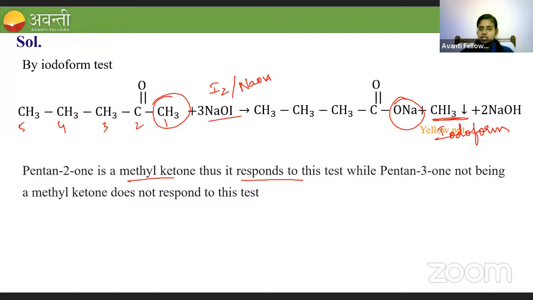JEE chemistry is easy. JEE chemistry is almost 80 to 90% up to the level of NEET. JEE Advanced is a little bit difficult, but JEE Mains is up to the level of NEET.